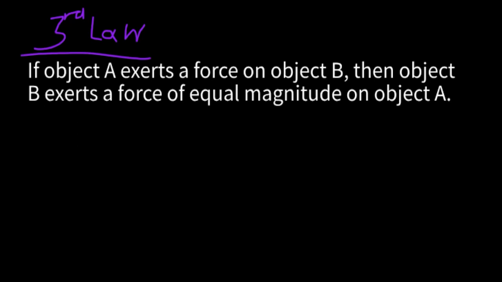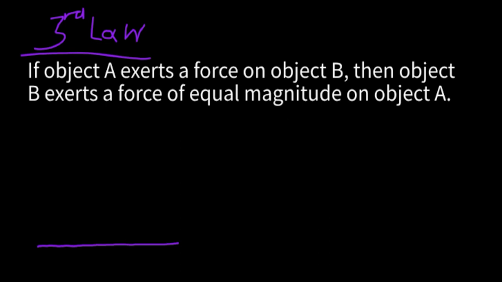Alright, so Newton's third law can be a little bit misleading. If object A exerts a force on object B, then object B exerts a force of equal magnitude on object A. The misleading part is that quite a few times you might hear it referred to as action-reaction forces, and I'm going to show you why that can be quite misleading and why you want to think about it in terms of object A and object B.